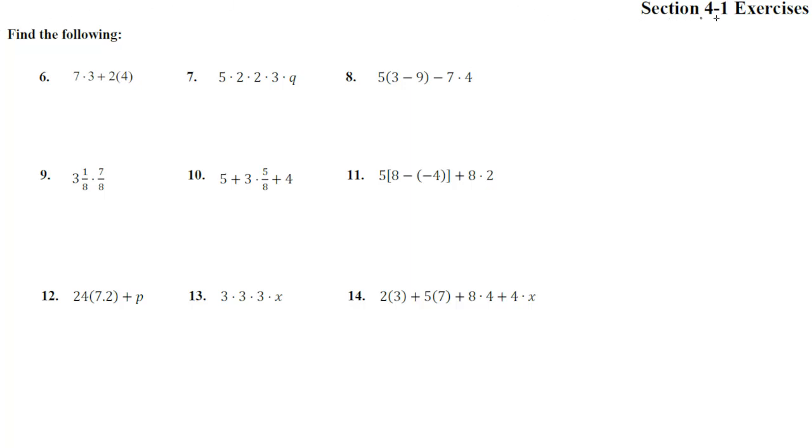Here we are in section 4-1, exercises number 6 through 14. We're just finding the following, but notice now that some of these are going to have letters, variables in them, which we don't know what they are, so we can't complete everything, but we can do as much as we can. The other thing is that multiplication will sometimes be just next to numbers with a new notation there instead of having an X as a multiplication sign, or we might have a dot meaning multiplication.